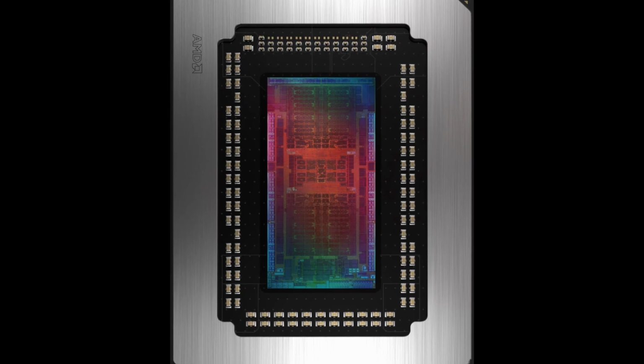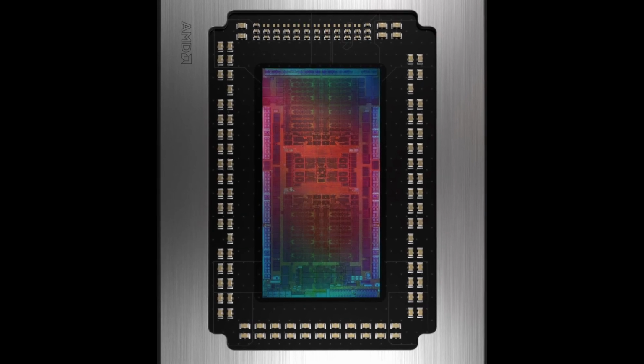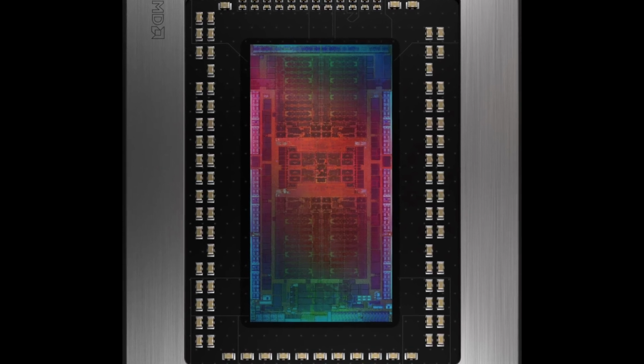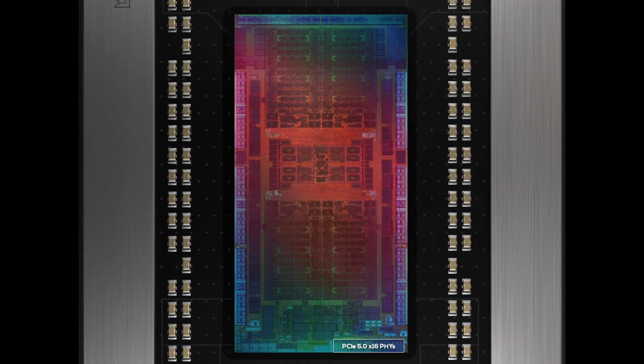If you watched my chip deep dives before, you know that I like to start my analysis at the edges of a chip. That's where we usually find all the interconnects that have to communicate with the outside, like the memory interface, PCI Express, and so on. And it's not different here. Bottom right, we can find the PCI Express physical layer. AMD implemented PCI Express 5.0 with 16 physical lanes.